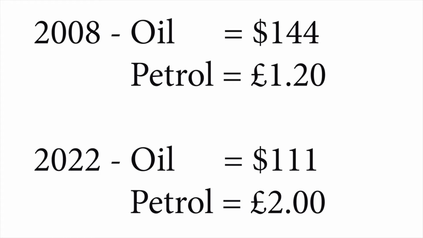In 2008, oil was actually more expensive. It reached $144 a barrel. But in 2008, petrol was only 120p per litre. Now today, the price of oil is $111, so cheaper than 2008. But we are now paying at the pump prices of 200 pence per litre for petrol and diesel.